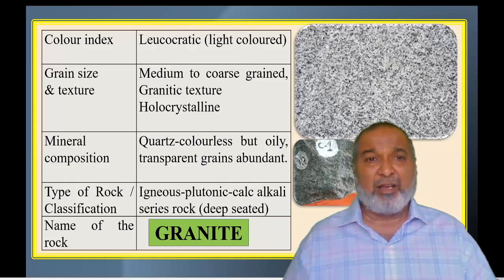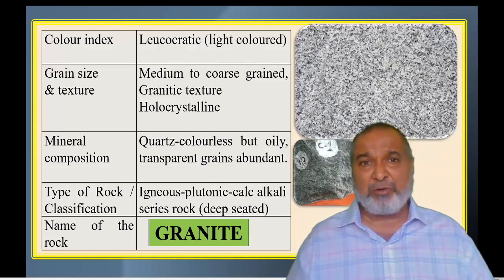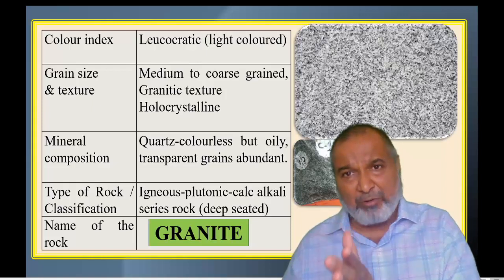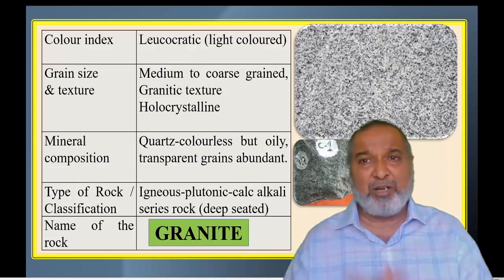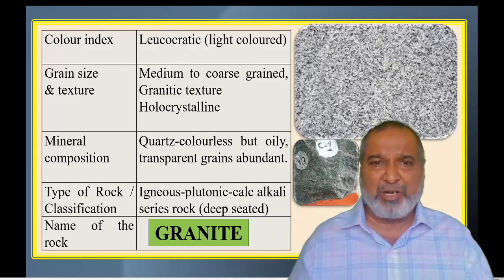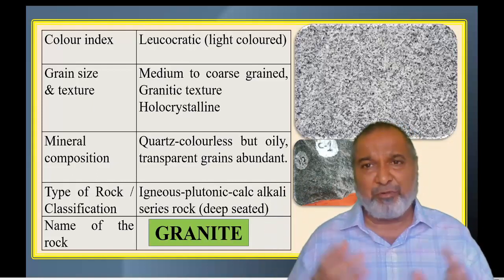In granite, we get quartz dominating, second feldspar, third biotite. These are the important minerals. Fourth, if you get hornblende, well and good. Otherwise, only these three minerals are enough.